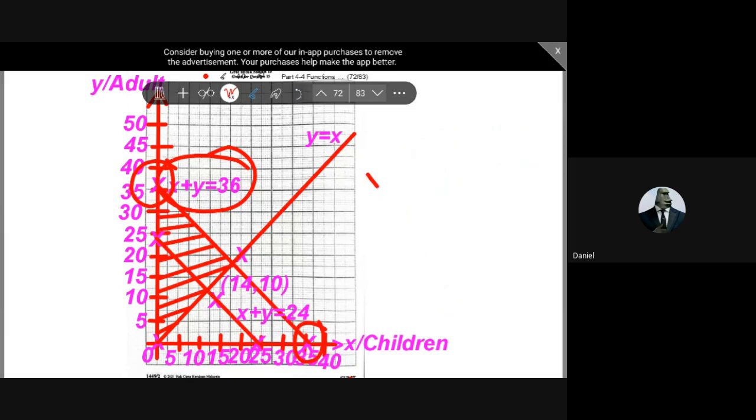Okay, next one, Y equals X. Ini salah satu persamaan, right? There's another equation you got earlier, Y equals X. So just now the coordinate I took is (0, 0) and (20, 20). So the skill is kamu kena ada 2 point saja, minimum 2 point. Then you can already draw a straight line.